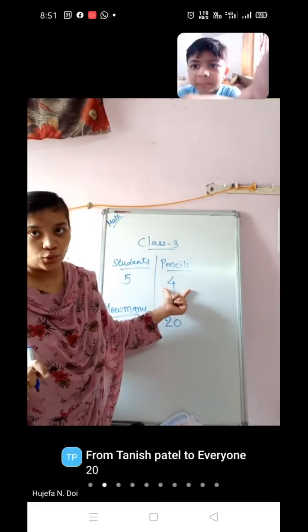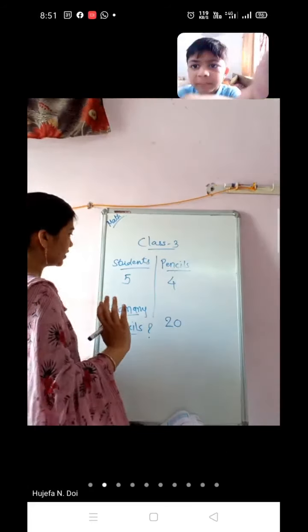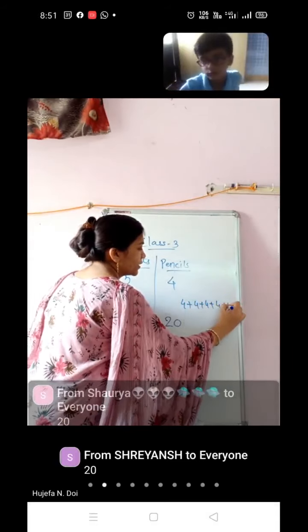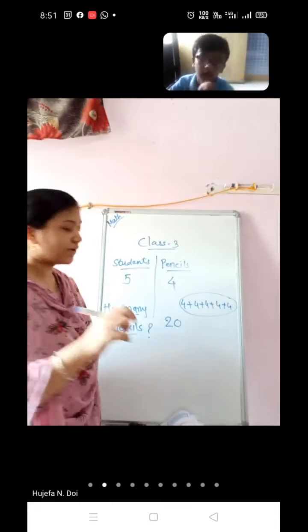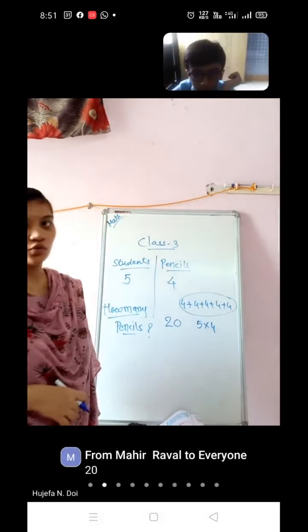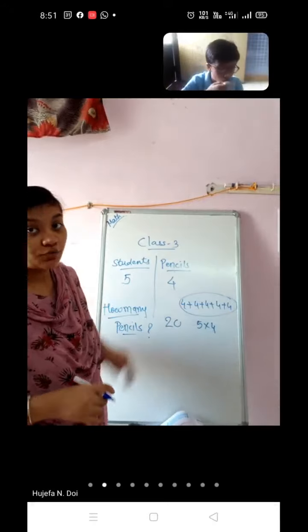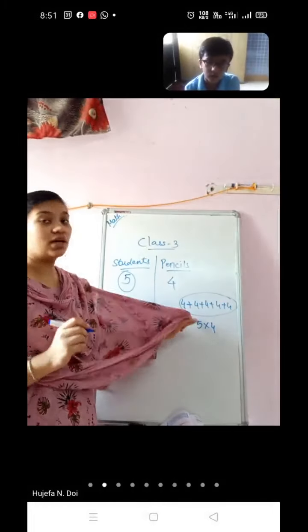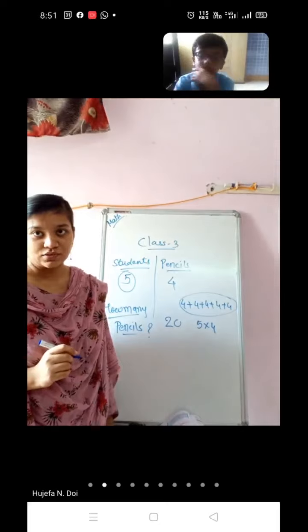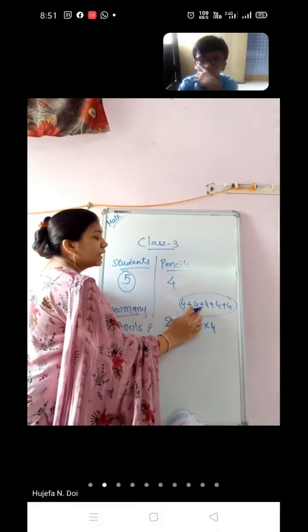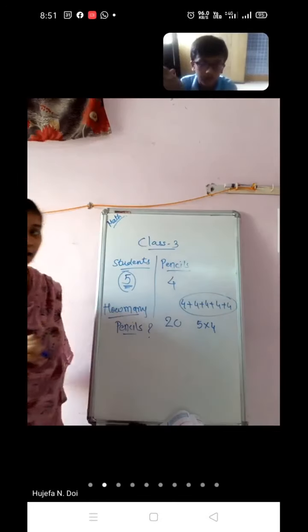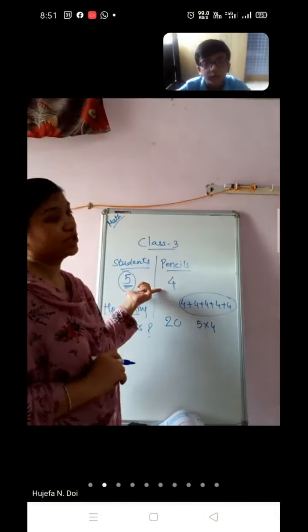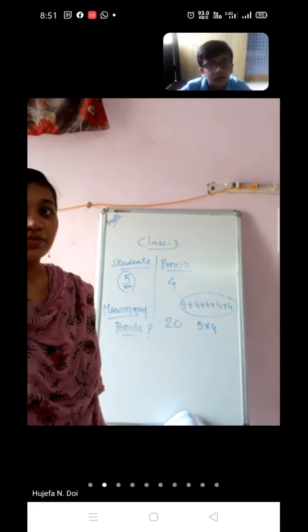There are two ways to find out the answer. Four है, five times उसको add करो. Four plus four plus four plus four plus four. Answer is 20. Otherwise, you can do five multiplied by four. Both have the same answer. Whenever you are repeating the addition a given number of times, you can find the answer, or you can directly multiply the given numbers.